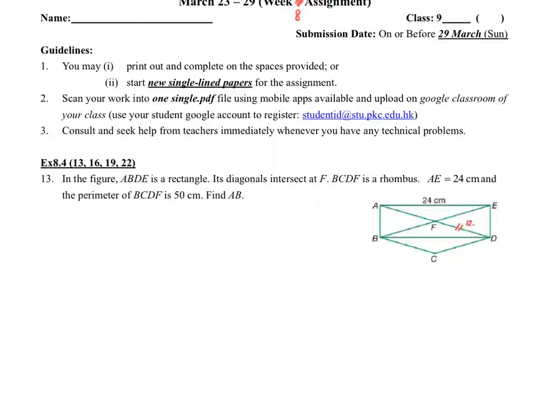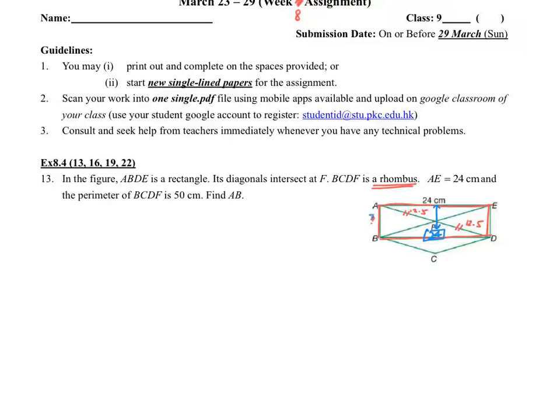First, you can find out this length, which is 12.5, because of the property of rhombus. And then, in order to find out AB, you need this length as well. AF is also 12.5. Why? Because ABDE is a rectangle. This is a property of rectangle. Next, you can also claim that BD is equal to 24 because it is the opposite side of AE. It is also a property of rectangle.